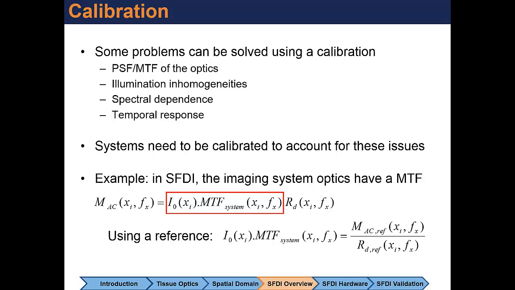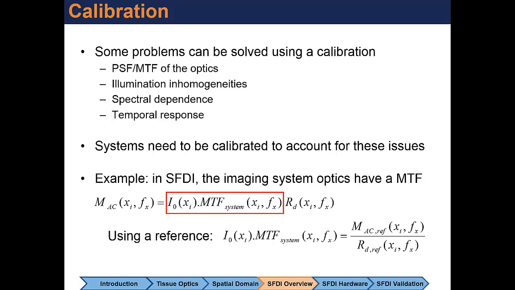Let me talk for a second about calibration, I mentioned it's my favorite thing. These are some of the problems that can be solved with calibration. You can correct for the point spread function or the MTF of the optics, inhomogeneities in the beam that you're projecting with, the spectral dependence and the temporal response of both the emission side and the detection side. And all of those things are happening all at the same time.